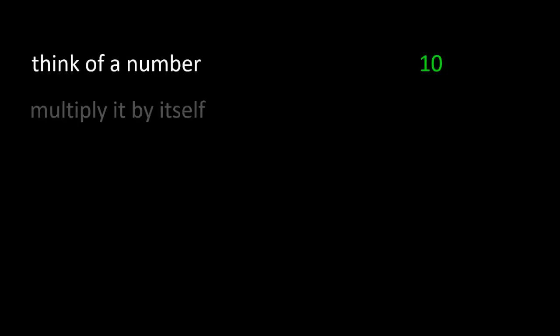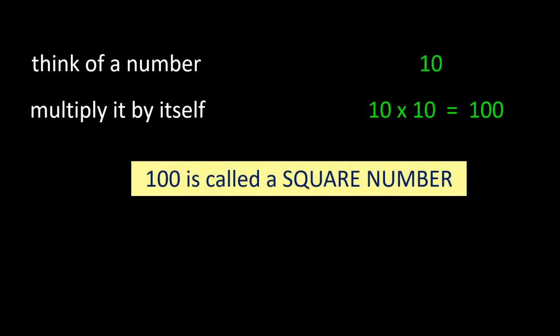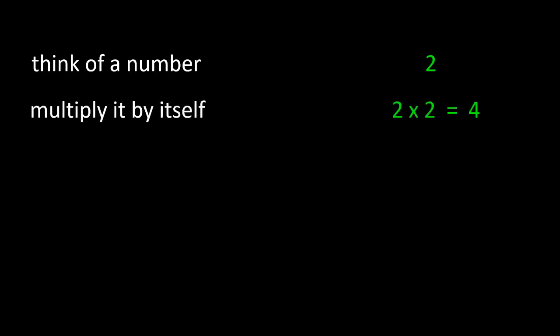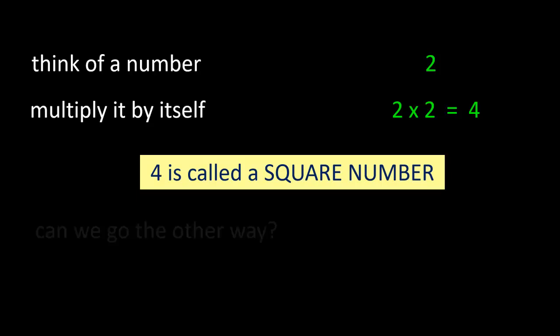Okay, let's think of a different number. Okay, 10. Multiply it by itself. 10 times 10 is 100. 100 is called a square number. Okay, and we write 10 squared equals 100. Alright, fair enough. Last one then, think of a number, 2. Multiply it by itself. 2 times 2 is 4. 4 is a square number.